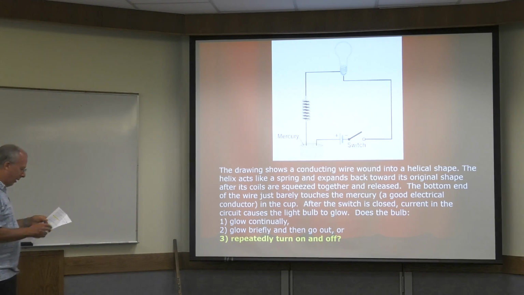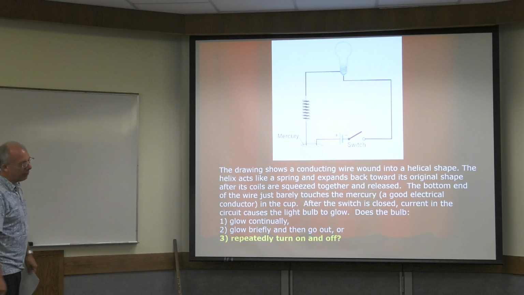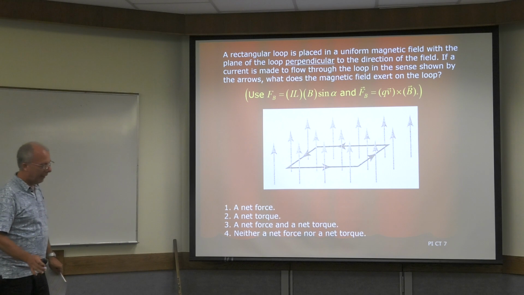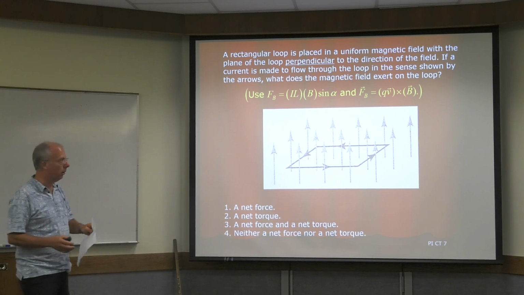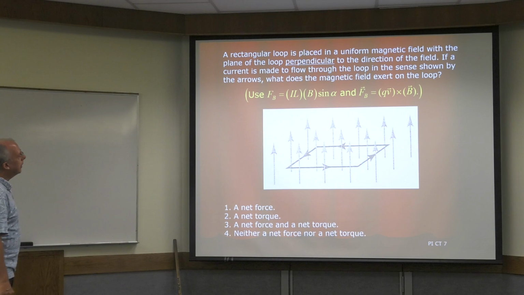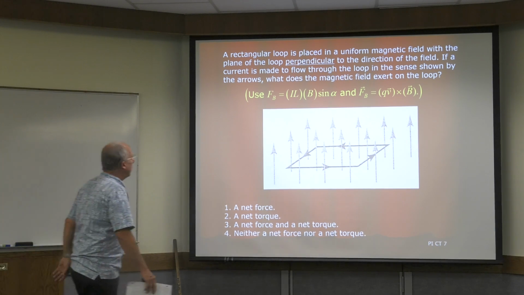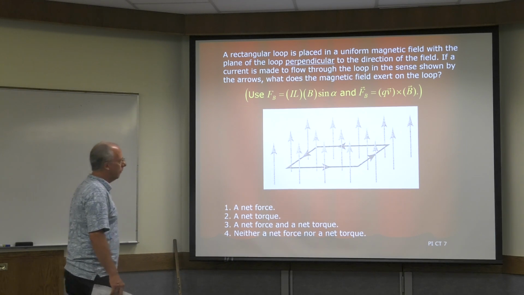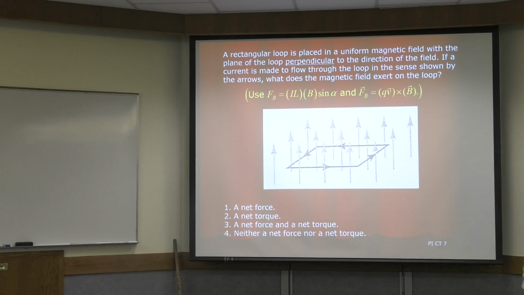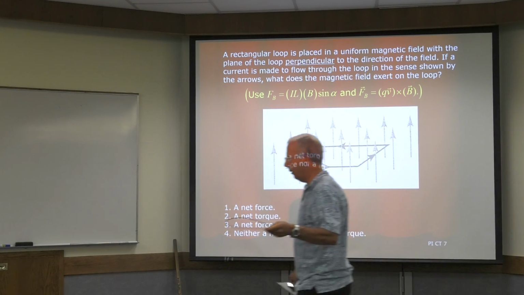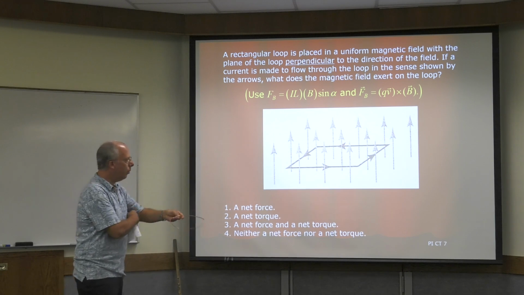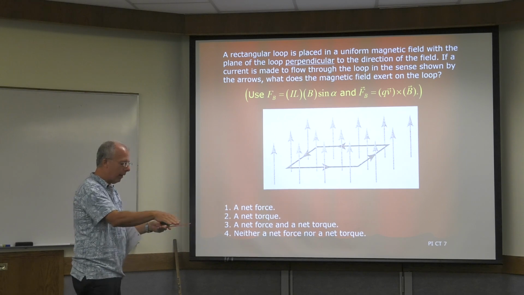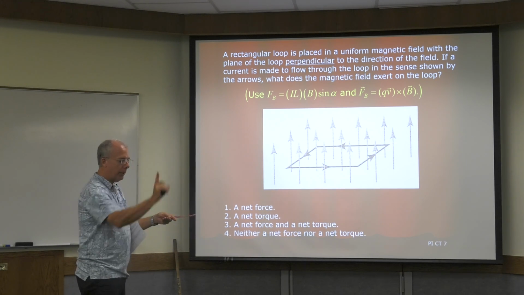All right, now we get to the tough part. Now we can talk about forces and torques on current loops. So here are the directions, crucially important. A rectangular loop is placed in a uniform magnetic field with the plane of the loop perpendicular to the direction of the B field. So what they're saying, just pretend this is a rectangle. You have a rectangular loop of wire, and the B field is this way, right? So here's the plane of the wire, and this is the B field.